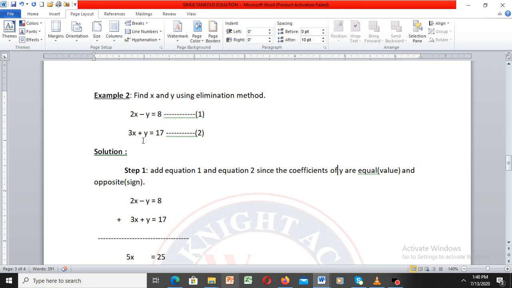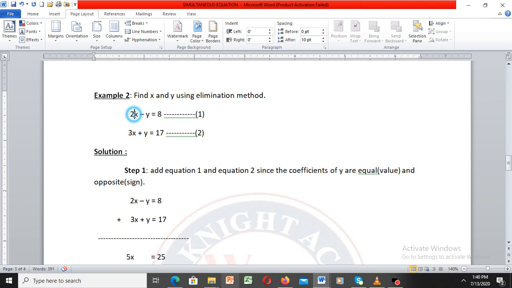But before you add or subtract, the coefficient of the unknown you want to eliminate must be equal. In this case, from the question we're given, the coefficients are both equal. This is 1 minus 1, or 1, and this is also 1. The coefficient of y is 1 in both cases, but the signs are different. That's why we are adding.